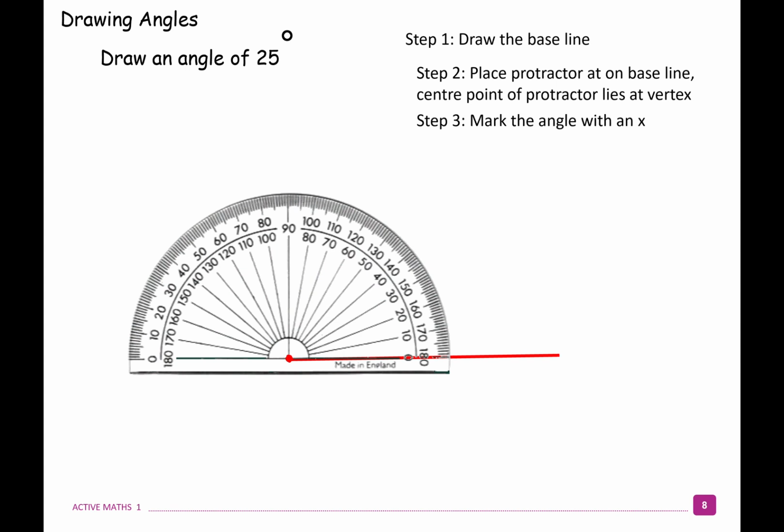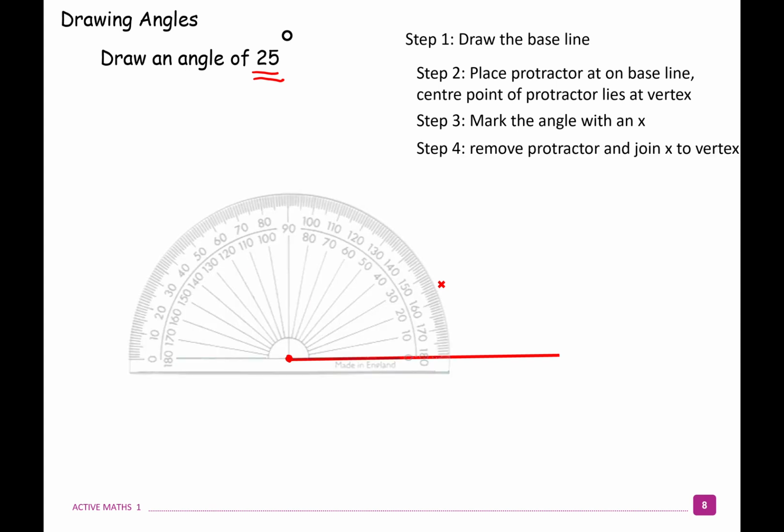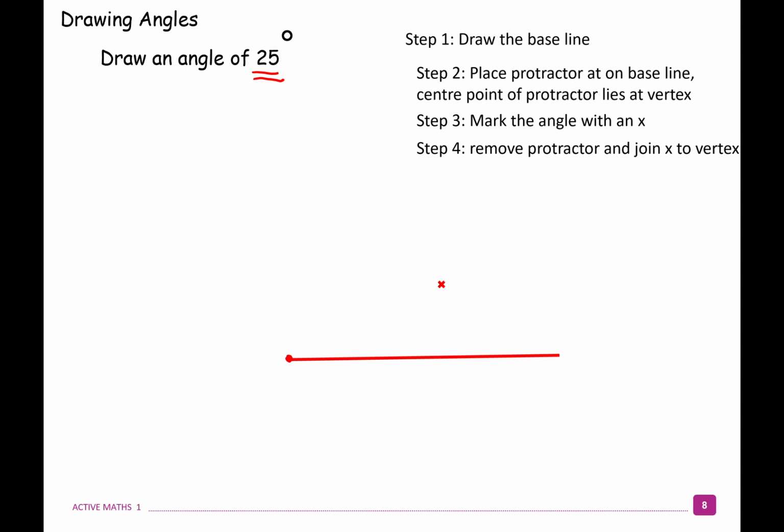Step 3, we mark the angle we want to draw with an X. In this case, my baseline hits 0 on the inside scale. Therefore, I am using the inside scale. I read to 25 on my inside scale and draw an X where that occurs. Step 4, I remove my protractor and join the X to my vertex. This is an angle of 25 degrees.